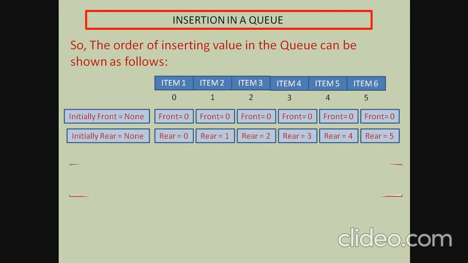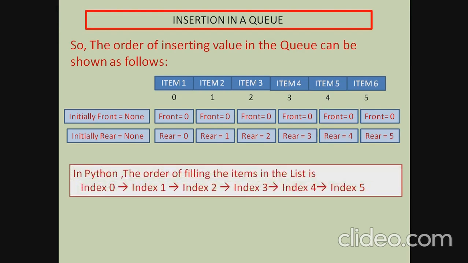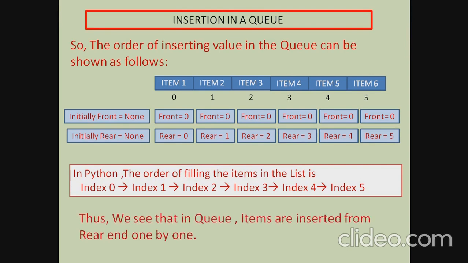And you can well see how items are inserted in a list which is being maintained as a queue. First index number 0 is used to insert, then 1, then 2, then index number 3, then index number 4, then index number 5, and in this fashion things can be inserted in a queue. So we can see that items are inserted at the back of the already existing item, that is at the rear end, one by one.